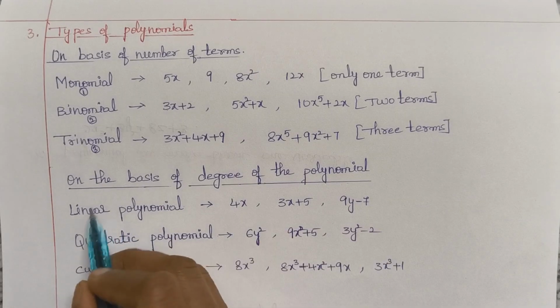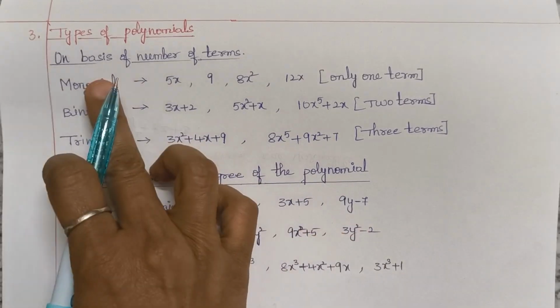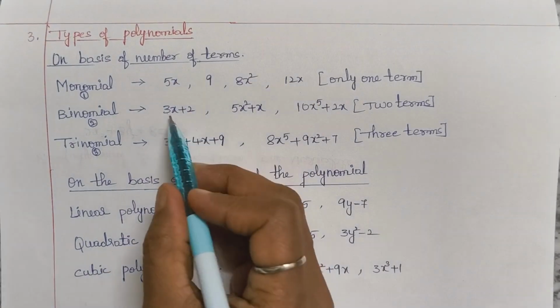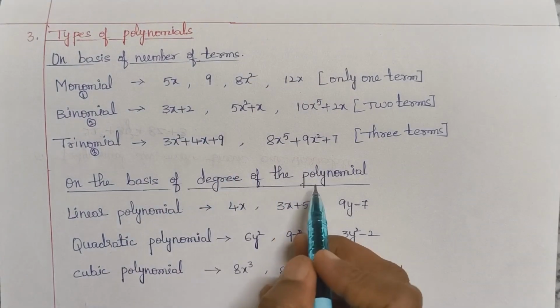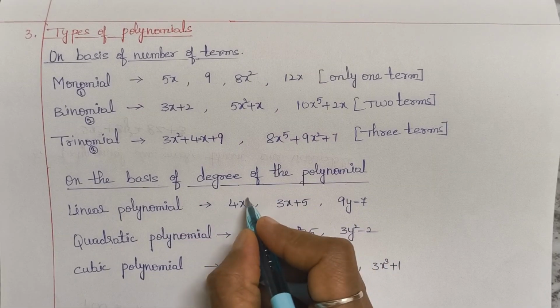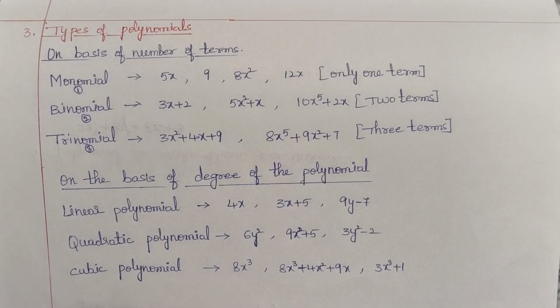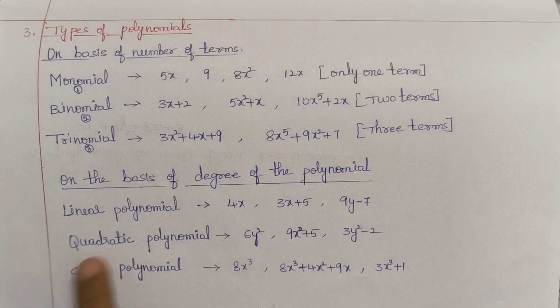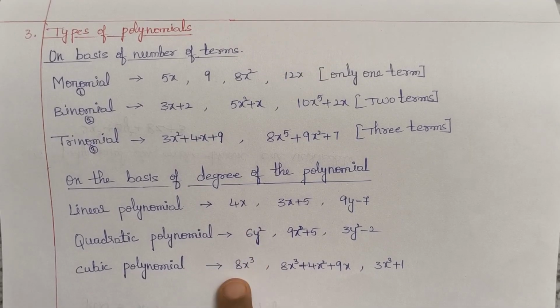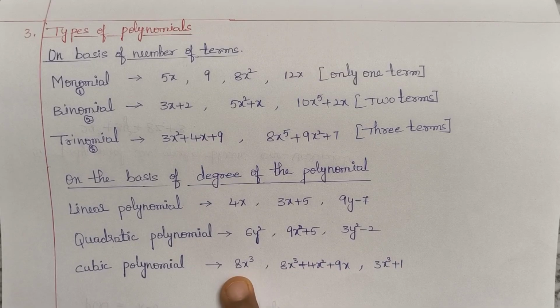Next, on the basis of degree. This is on the basis of terms, and this is on the basis of degree. On the basis of degree, if the highest power is 1, it is a linear polynomial. Highest power 2 means a quadratic polynomial. Highest power 3 means it is a cubic polynomial.